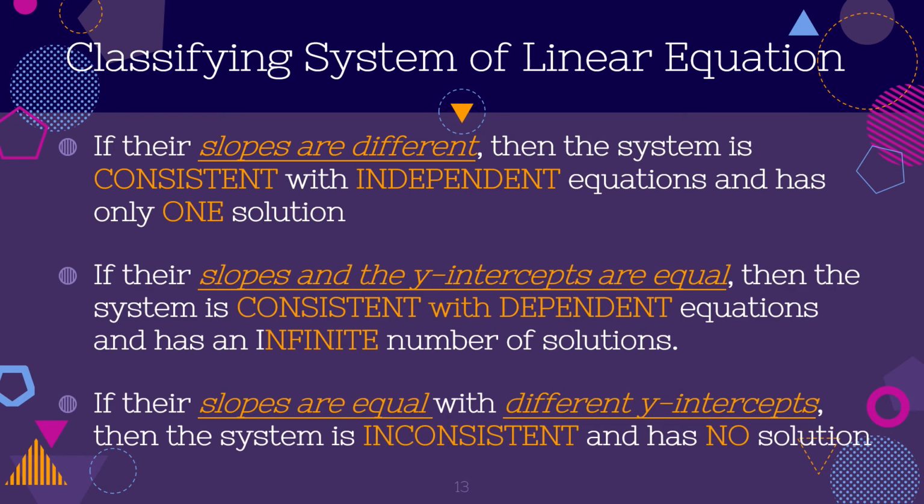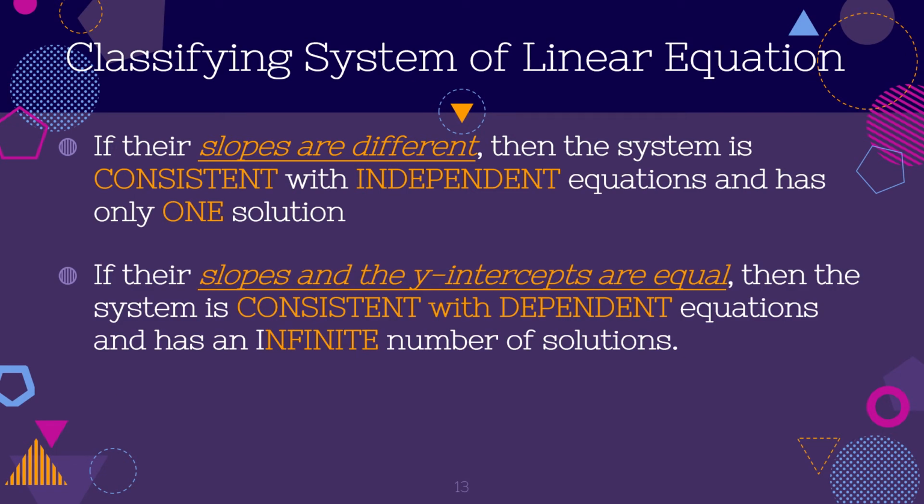Second, if their slope and the y-intercept are equal, then the system is consistent with dependent equation and has an infinite number of solutions. Therefore, the graph is coinciding or overlapping lines.